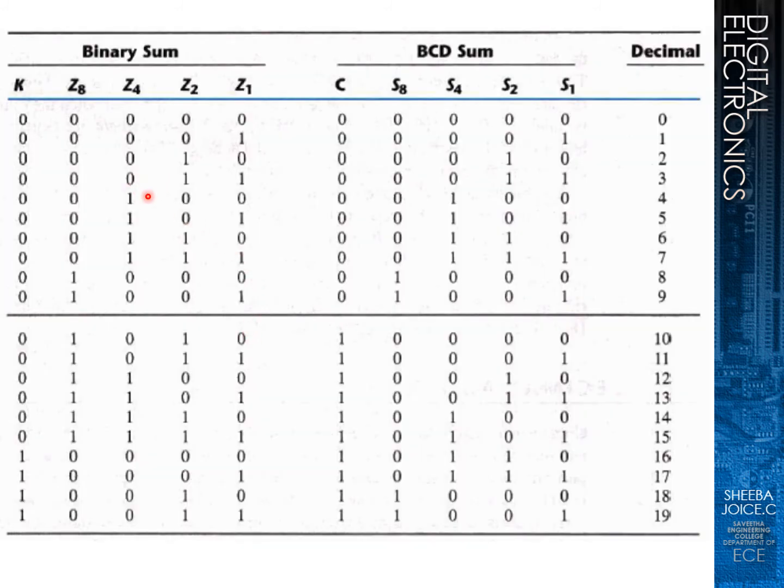This is the truth table for binary sum and BCD sum. Here we can see the binary sum, the carry for the binary sum is represented as K and the carry for the BCD sum is represented as C. Now we need to find the relationship between these two carries. So let us draw a K map and find out the relationship for C.